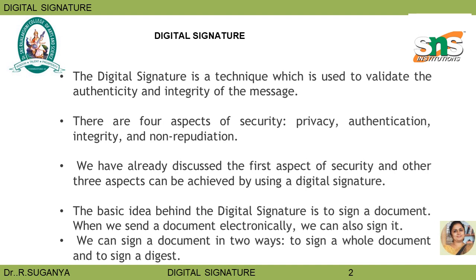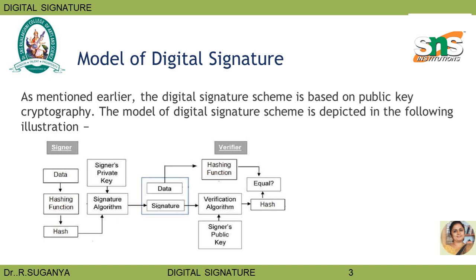When we send a document electronically, we can also sign it. We can sign a document in two ways: to sign a whole document and to sign a digest. Model of digital signature. As mentioned earlier, the digital signature scheme is based on public key cryptography. The model of digital signature scheme is depicted in the following illustration.